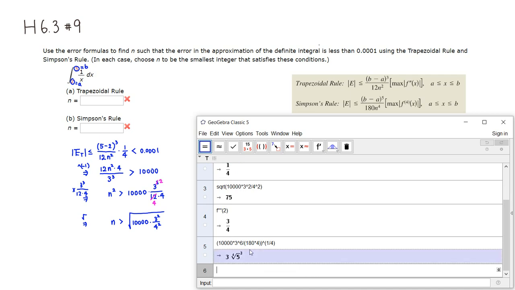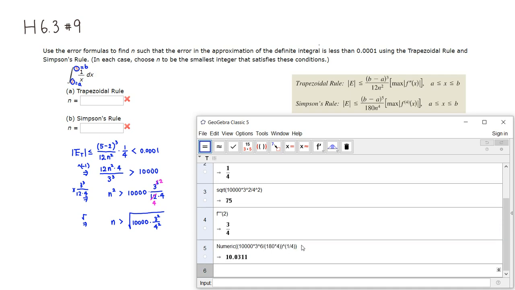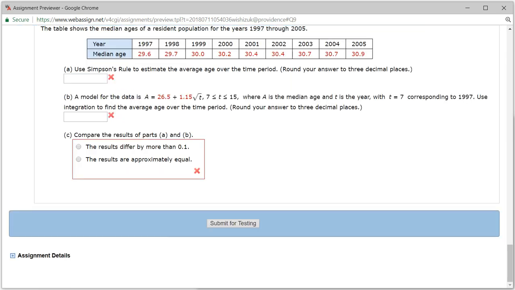Then I'm going to turn it into a numeric value. So I'll say numeric here, hit enter. It came out to be 10.03, so it's slightly over 10. I want to say 11, but since Simpson's rule only takes an even number, this is going to be 12. Let's check the answer.